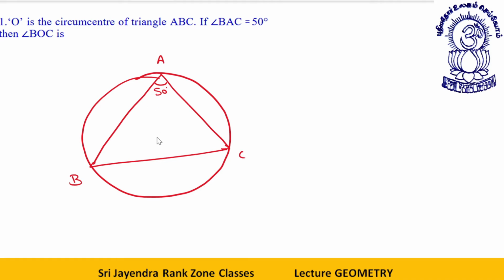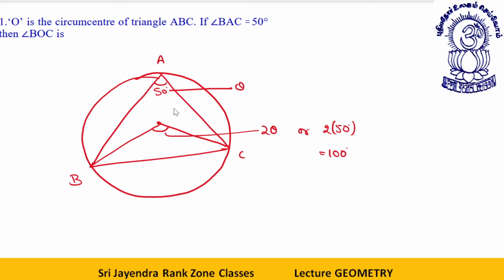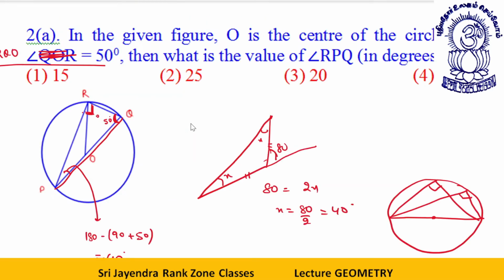Angle BAC is equal to 50 degree. Then what is angle BOC? What will angle BOC be, dear student? If this is theta, this angle is 2 theta, or 2 into 50 degree, you can say 100 degree. Okay, dear students, let's take the next one.